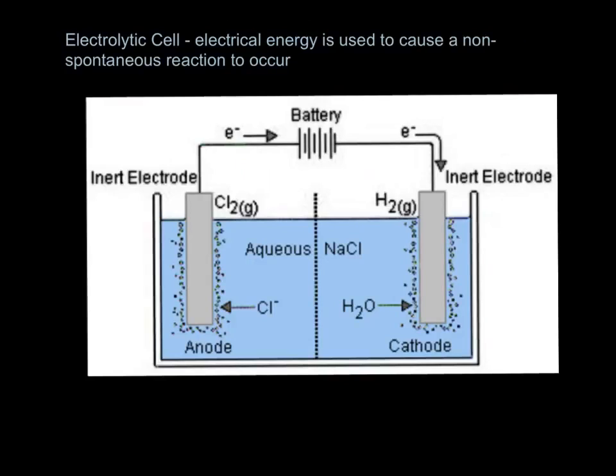An electrolytic cell does the exact opposite. This is when we use electricity to cause a non-spontaneous reaction to occur. So we have a reaction that won't occur on its own, so we pump electricity through it. We use a battery, and we make electrons go through and cause the reaction to occur. So this is called an electrolytic cell, and it's the exact opposite of a voltaic cell, and we'll look at that one individually also.